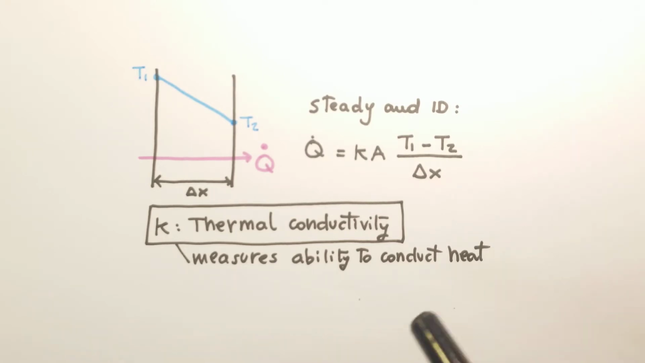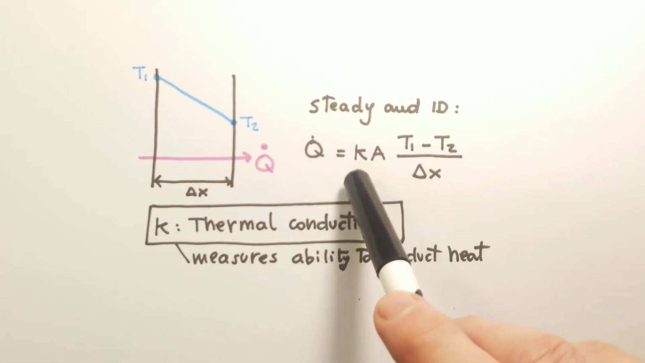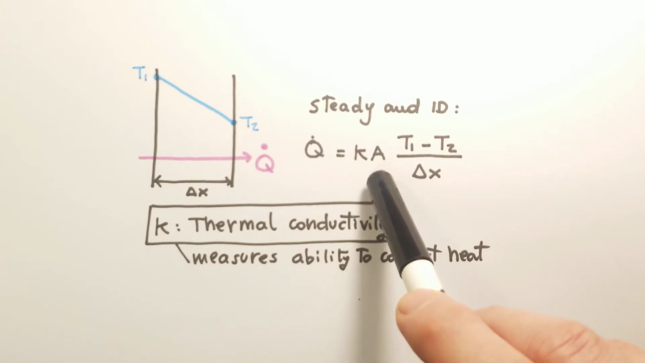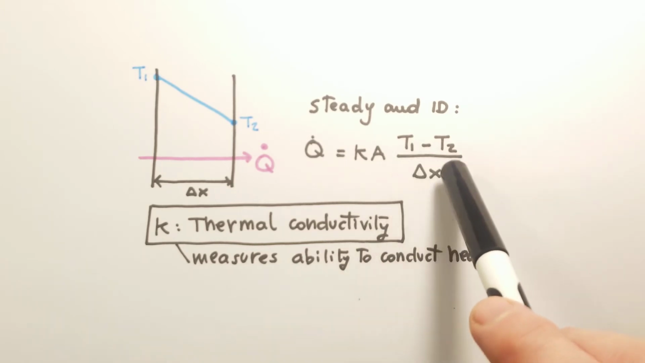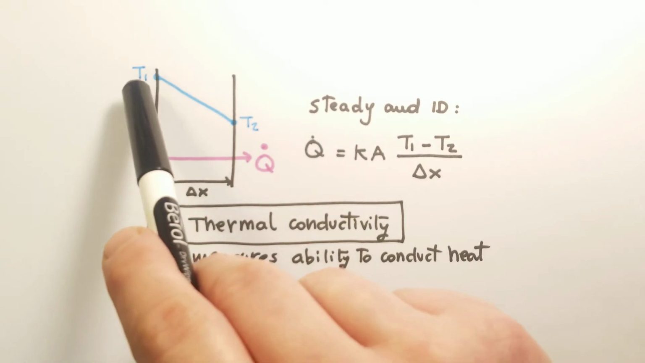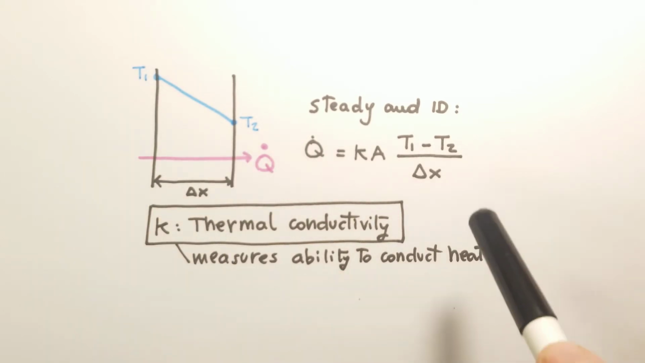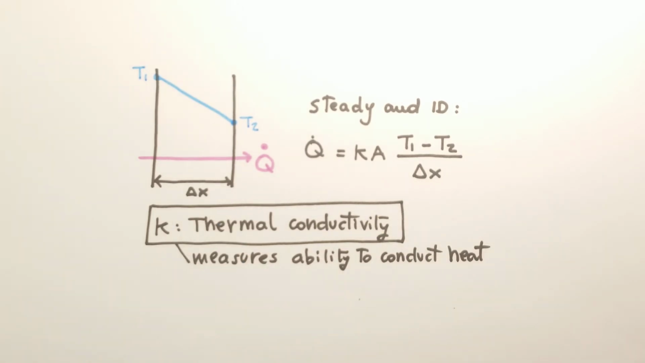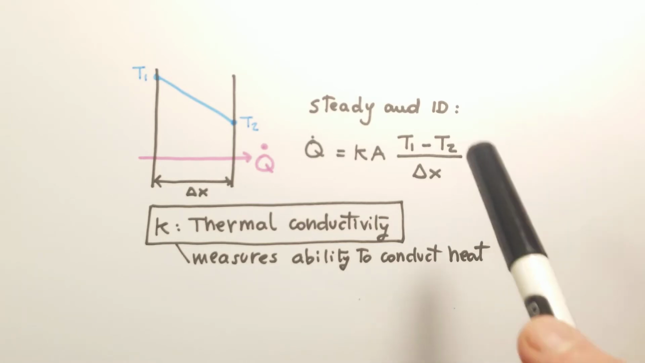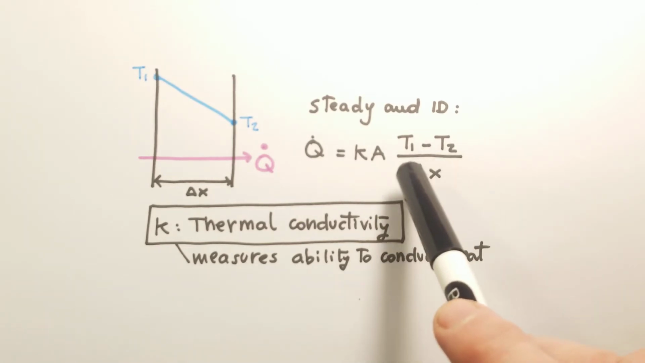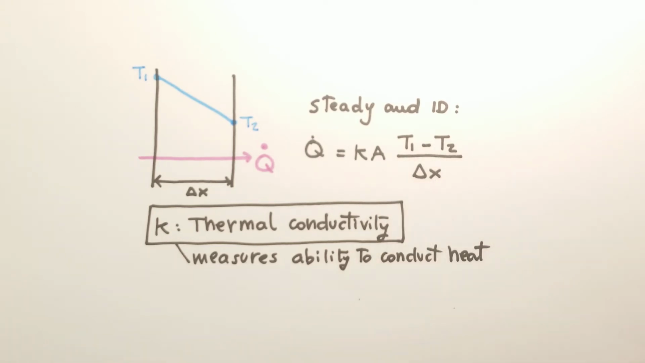So we note here that Q is obviously higher if we increase the thermal conductivity, if we increase the area, and if we increase the difference in temperature, T1 minus T2, and we have more heat transfer if delta x goes to zero. We also note that the absolute value of the temperature doesn't matter. All that matters is the temperature difference.